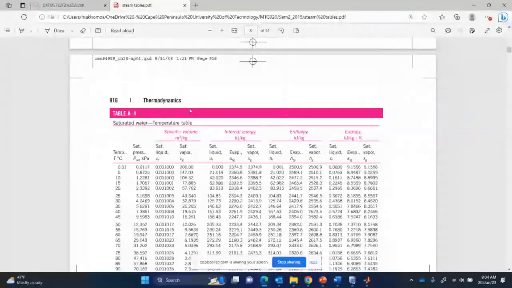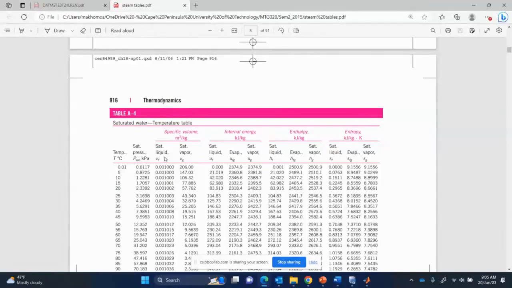Let's look at the properties that we have here. This table shows all the properties that we spoke about last week. The first column here is the temperature in degrees Celsius, followed by Ps. Ps stands for saturated pressure. So the first column is the temperature and saturated pressure.